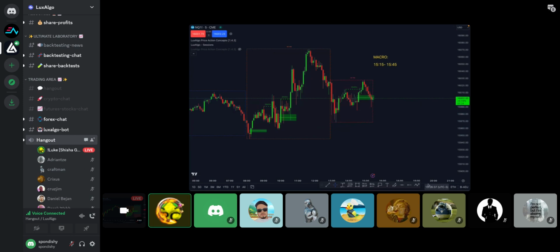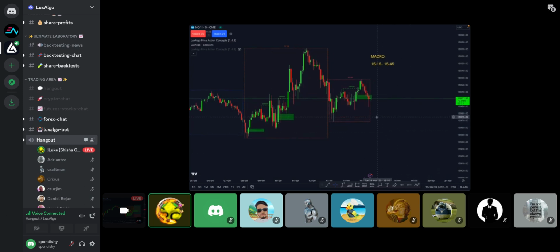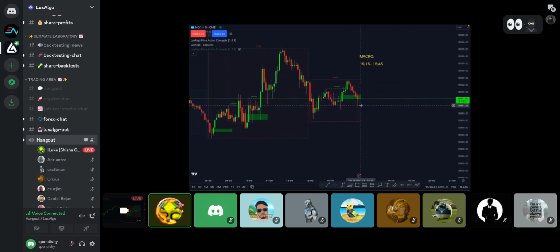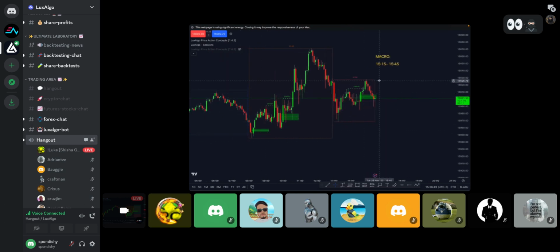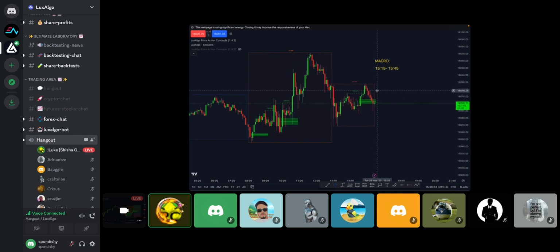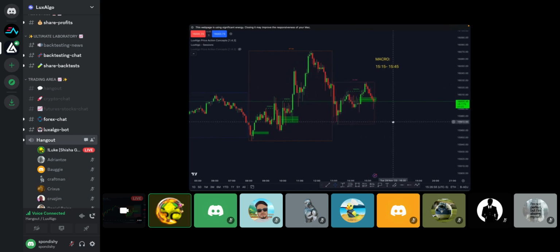So now we're roughly 10 minutes into this macro, and we will see what it's going to do. It's going down. It's probably going to take any of these, this or this. If it takes out this or this, most likely it's going to take out all these. But it can also take out these 2 equal highs for those short selling. It goes up, takes it out, and then continues going down.